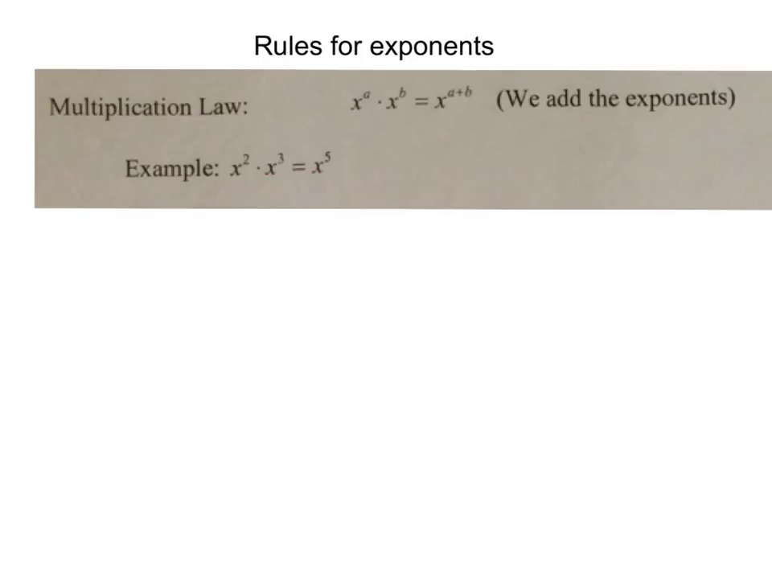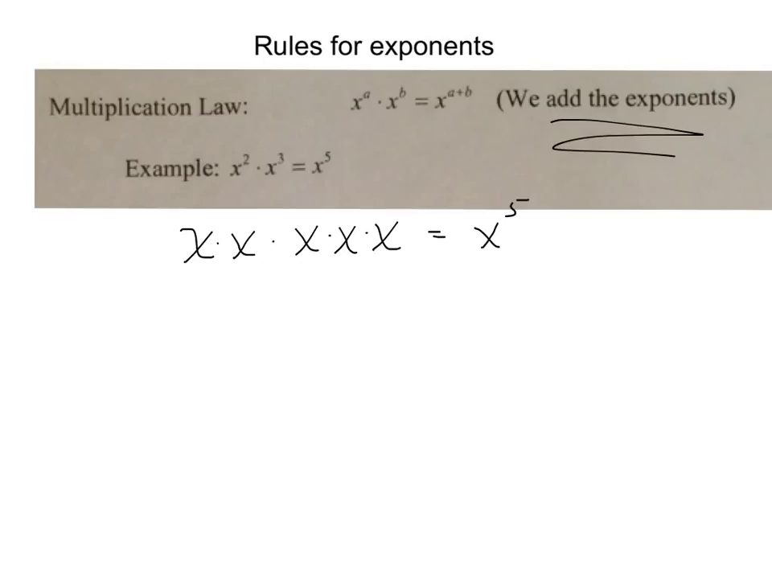I can expand that for you so you can see what's actually happening here. X squared is x times x. X to the third is x times x times x. When I combine those all through multiplication, you can see that I end up with 5 factors of x. Shortcut, add the exponents right there.